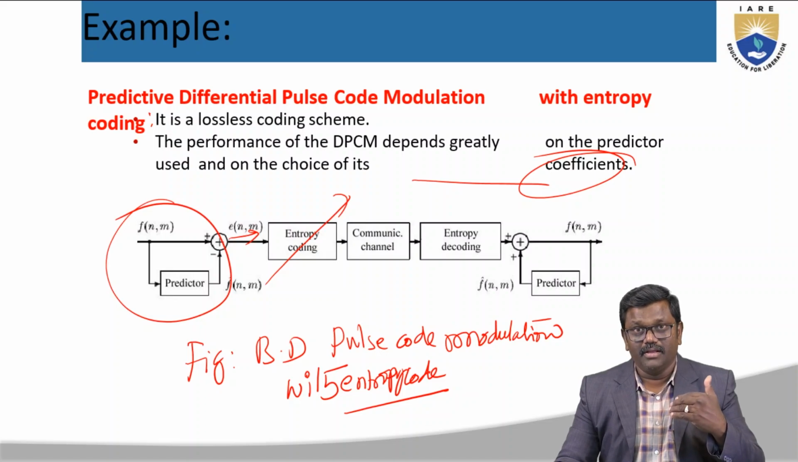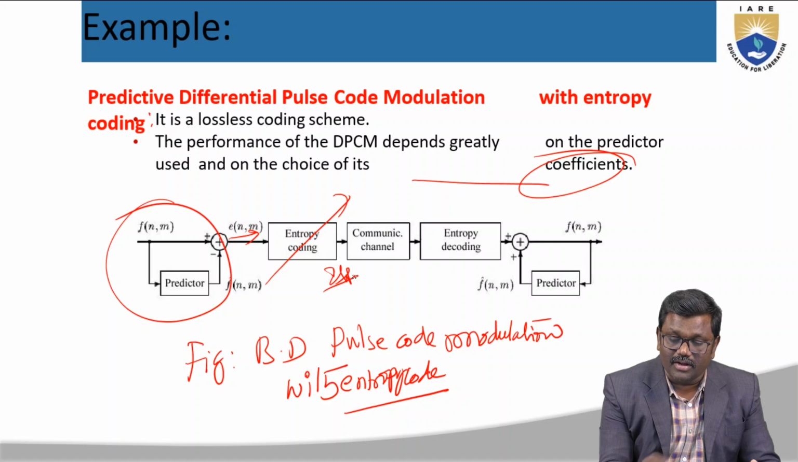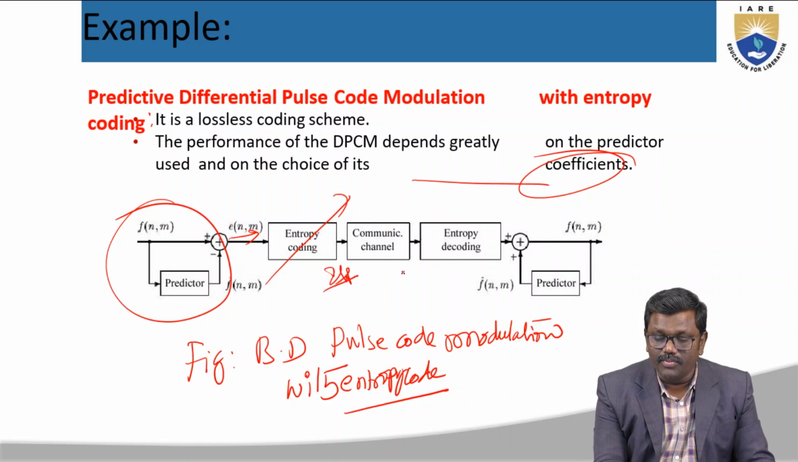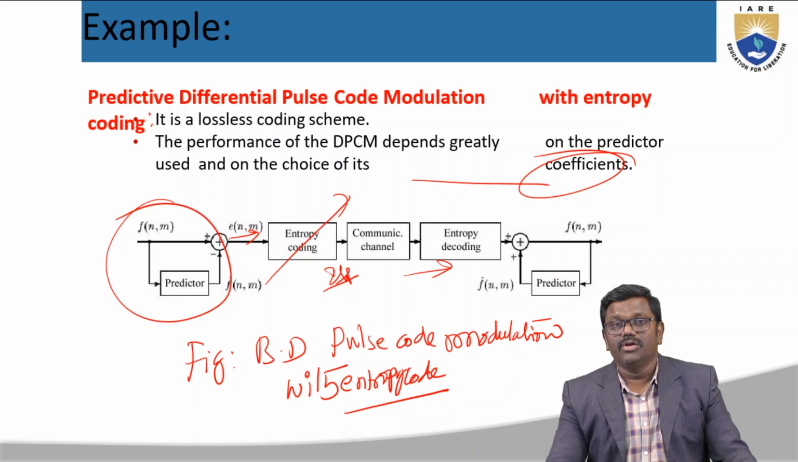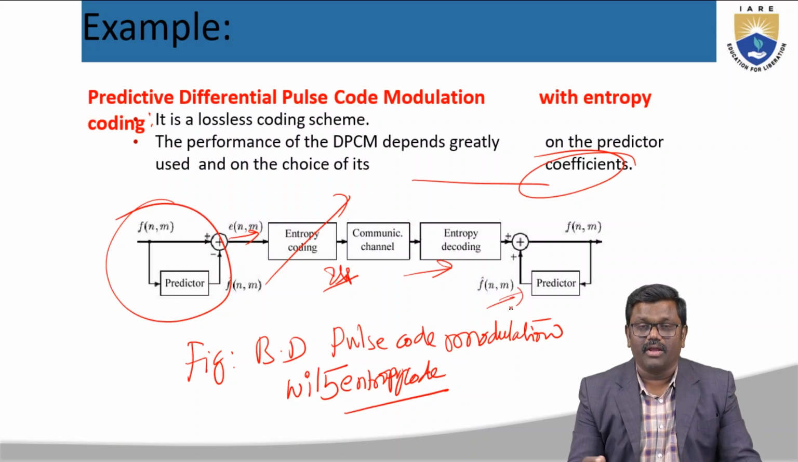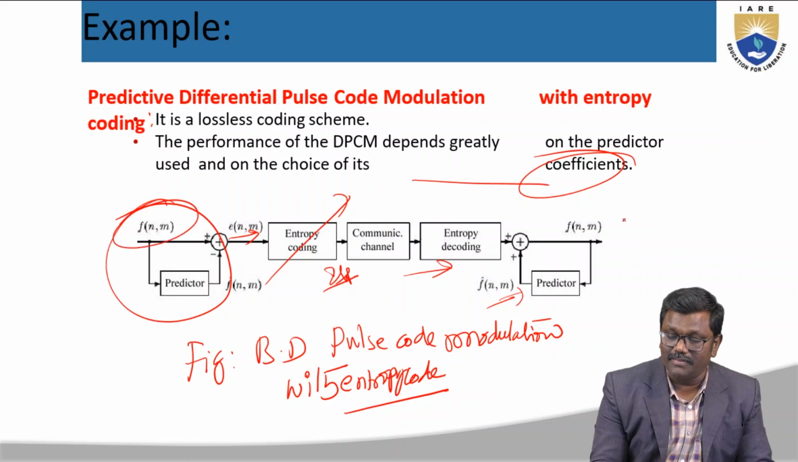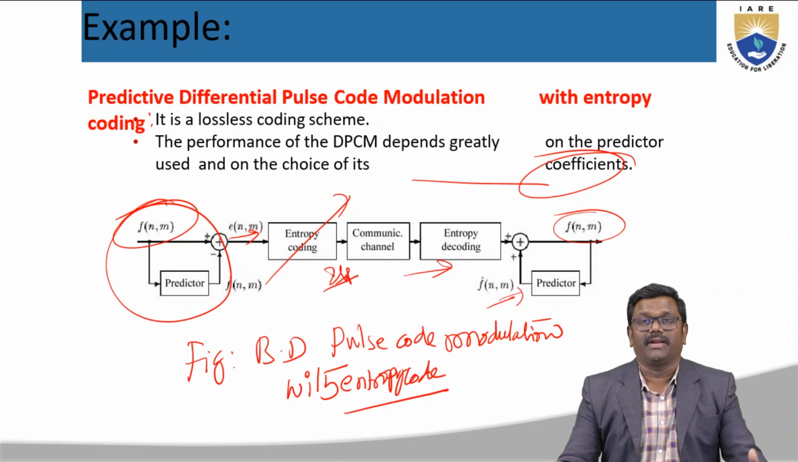That information is connected as input to the communication channel, and you get the output, which is entropy decoding. The quality information is also given as input to the predictor, and it helps us get the output f of n comma m the same as f of n comma m. So the error will be reduced automatically.